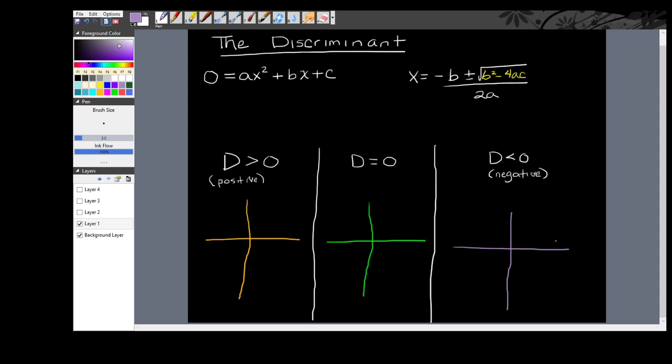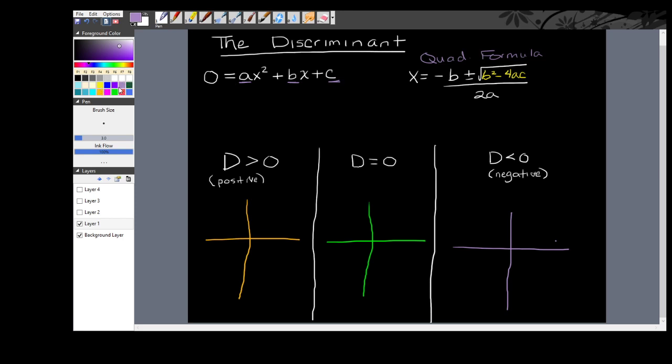Just a reminder, the quadratic formula is the formula that we use to find the solutions from the standard form of an equation. Okay, so here's the quadratic formula. And the a, b, and c values that you see in there come from the standard form of the quadratic equation being set equal to 0.